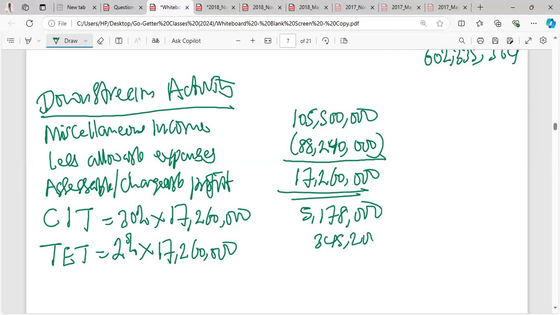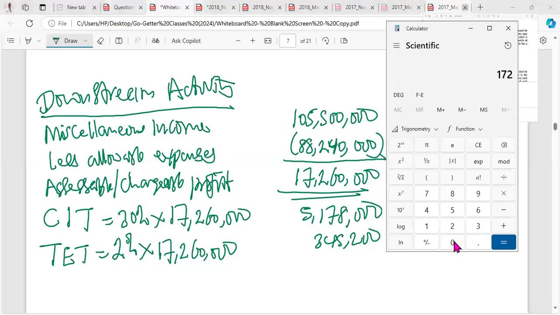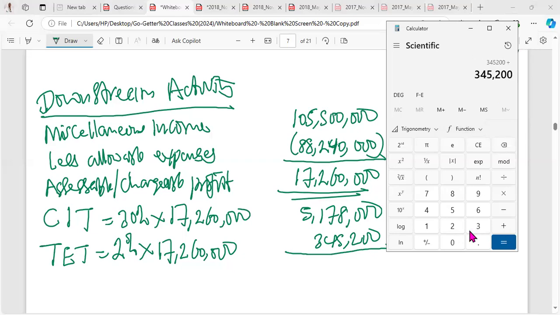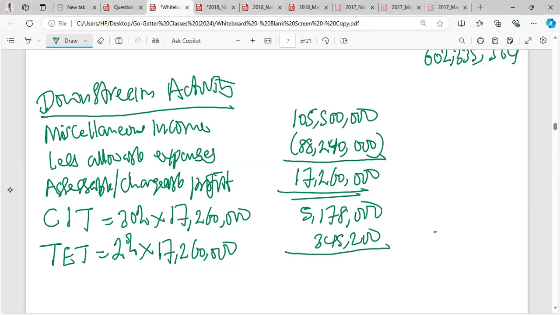345,200. For those who are still wondering why I did it that way, let's check it again. 17,260 multiplied by 2% is 0.02. I got the same answer. Okay, when I add these two, 345,200 plus 5,178,000, that gives me 5,523,200.